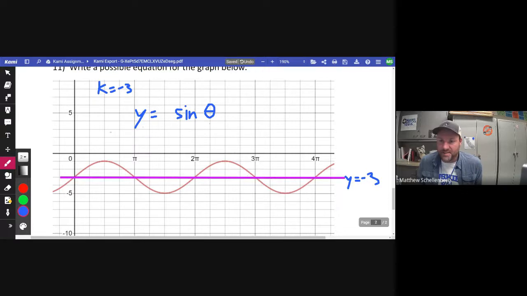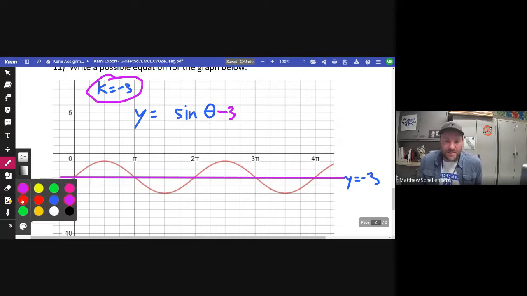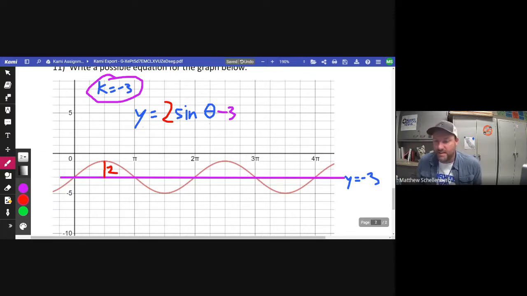So this is -3, so let me use a different color here. Since I did purple, I'll make this purple. So this is -3. And let's check out the other things. Let's check out the amplitude. The amplitude, of course, is the distance between the maximum and the midline, which appears to be 2. So this is going to be the a value, which is in front of the sine function. So that's my coefficient. So the amplitude is 2.